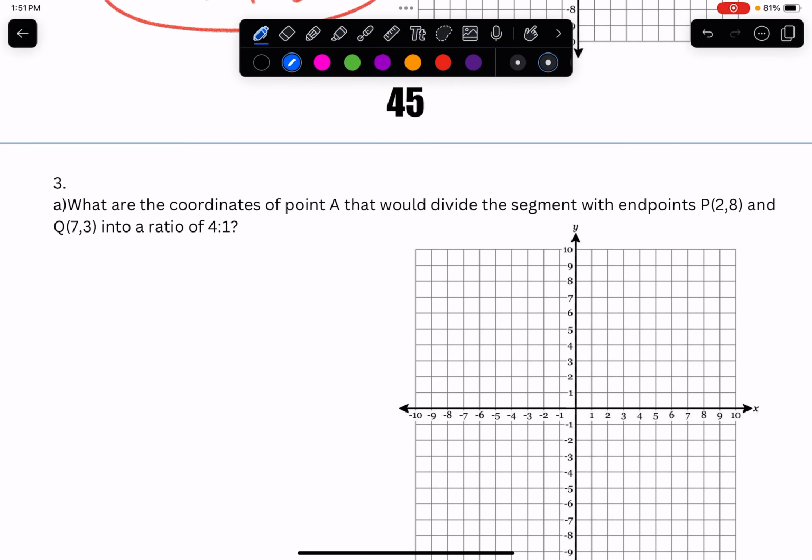So again, what are the points of A that would divide the segment with endpoints P and Q into a ratio of 4 to 1? So we're starting at P, which is 2, 8, and Q, which is 7, 3.